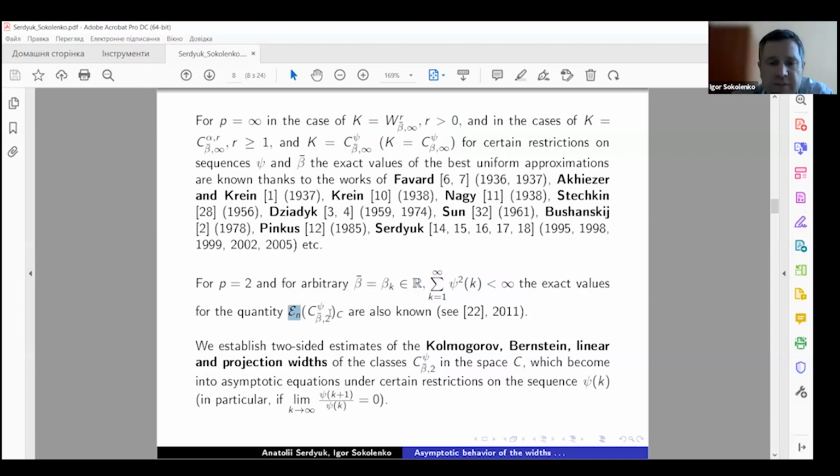We established two-sided estimates of the Kolmogorov, Bernstein, linear and projection widths of the classes C^psi_{beta,2} in the space C, which become asymptotic equalities under certain restrictions on the sequence psi, in particular if this limit is equal to 0.